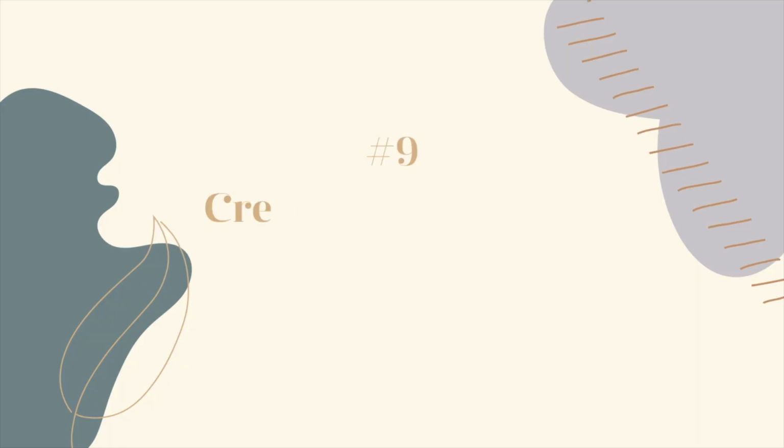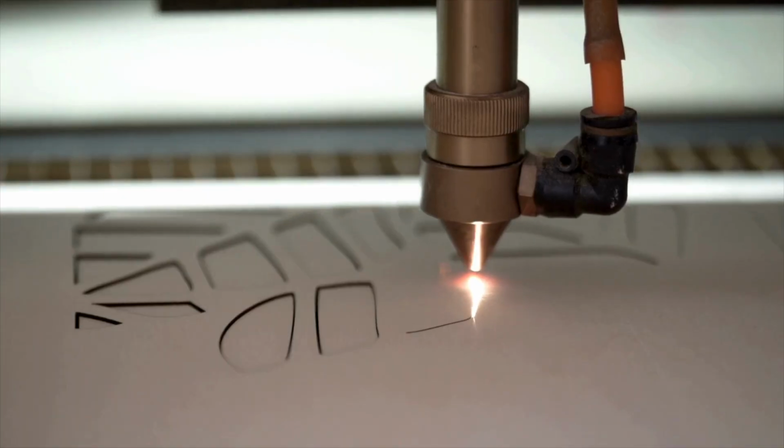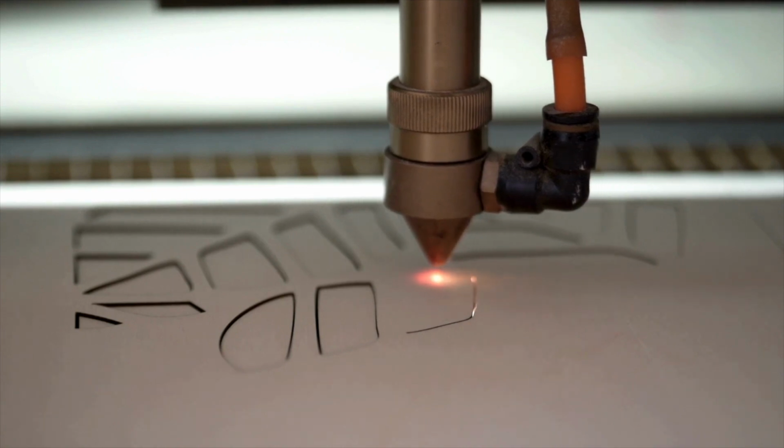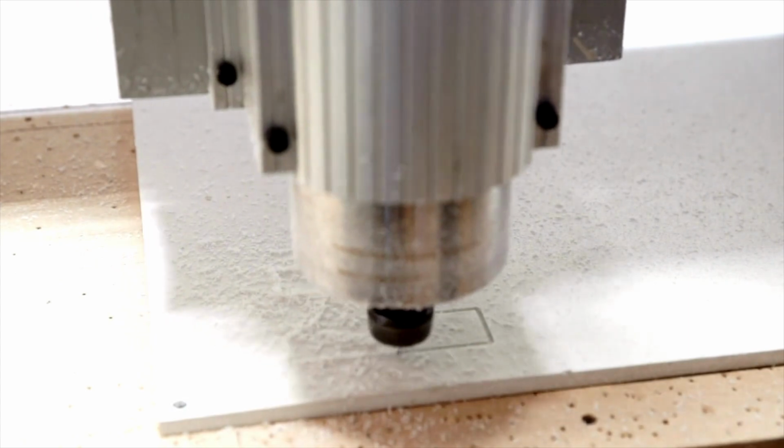Number 9, creating vector art for laser cutting. You can create intricate vector art that is perfect for laser cutting projects. Once you understand the requirements of your laser cutting machine and the material you're using, set up your document to match its dimensions. When creating your design, keep in mind factors such as line thickness, cut paths, etching details.